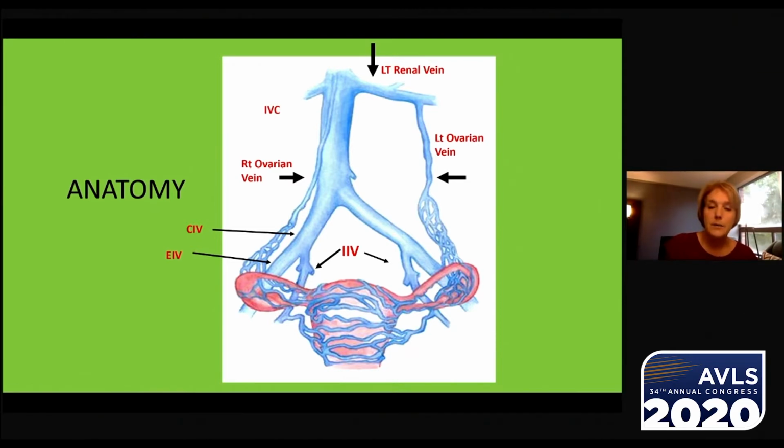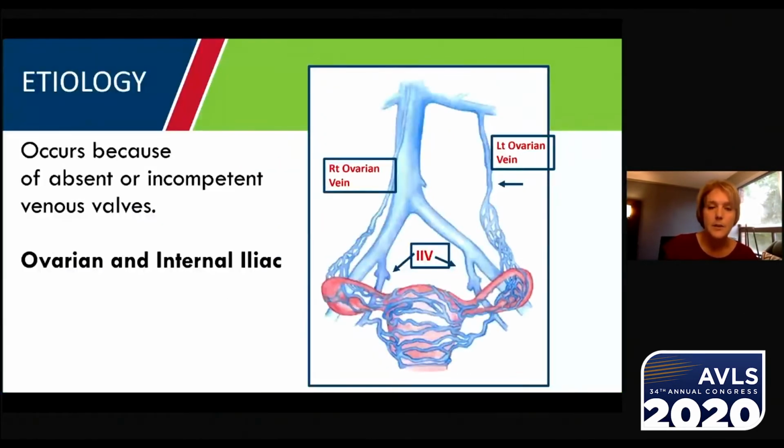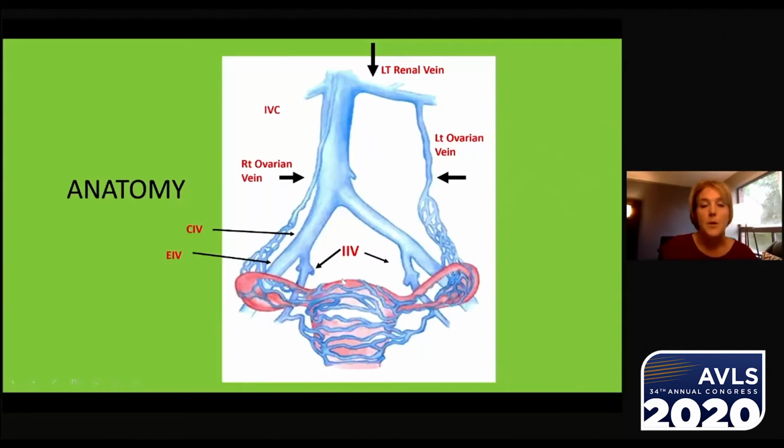Moving up the belly, we have our iliac system. We have our internal iliac, we have our external iliac, which confluence to form the common iliac veins. The common iliac veins confluence to form our cava, our inferior vena cava. And those are the central veins.